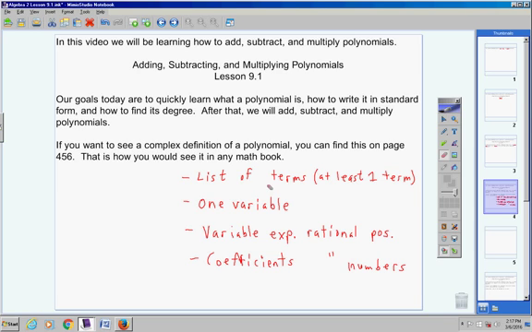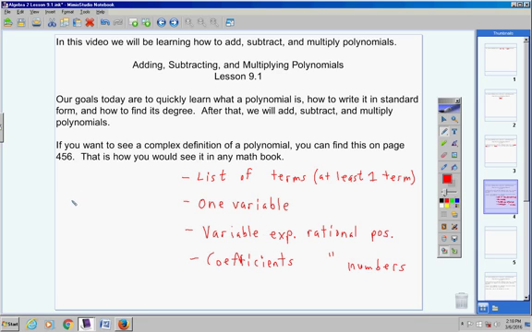A polynomial, first of all, is a list of terms. It has to have at least one term. It has to have one variable. Not two or three, one variable. And the exponents of the variables have to be rational, positive, rational, and positive. And the coefficients have to be rational numbers, okay? So that's what a polynomial is.